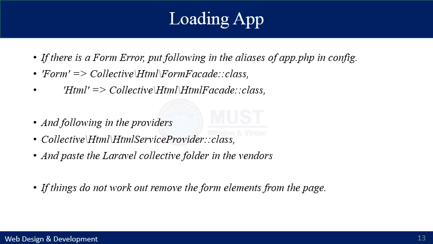If there is a form error, you can put the following classes into the app.php in the config folder. So here are the two files that you have to put into the aliases location in the app.php file in the config folder, and then add the following into the providers collection in the same file, stored at the same location.